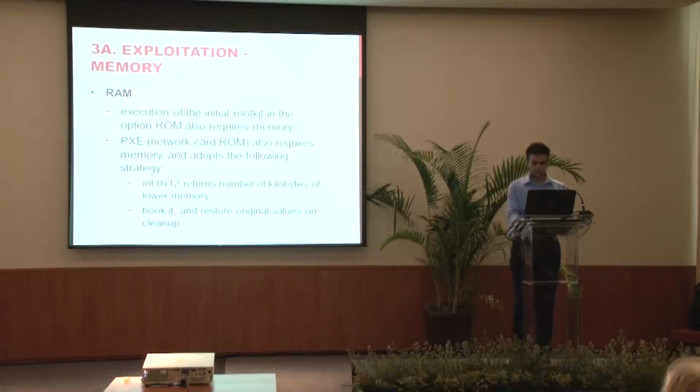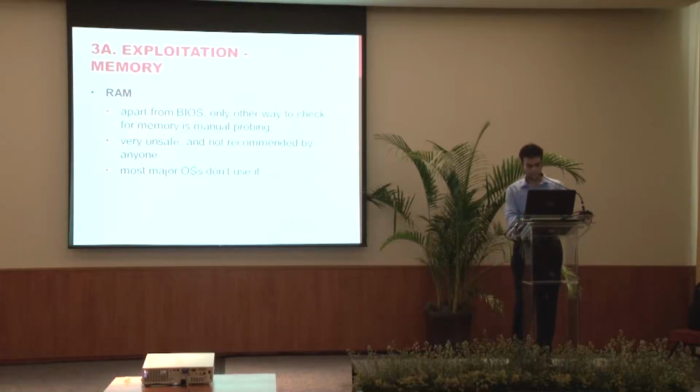Now, execution of the initial rootkit, the part that does this, also requires some memory. The same problem arises with, for example, your network card ROM. It also requires some memory for the initialization of the card and for further provision of the TFTP server and TFTP client. So it adopts the following strategy. You've got interrupt INT 12h, which returns the number of kilobytes of lower memory, one that lies below the EBDA. You can hook it, and restore the original values on cleanup. So the same strategy can be used by your malicious rootkit. You can hook the interrupt, take away some memory, and once you have done your basic initialization, taken away memory from the INT 15h interrupt, then you can restore this value.